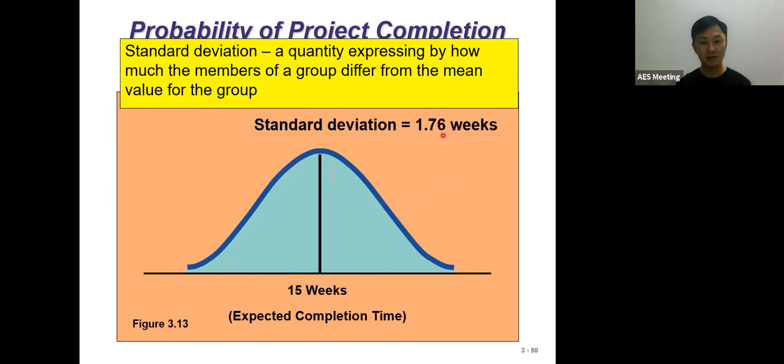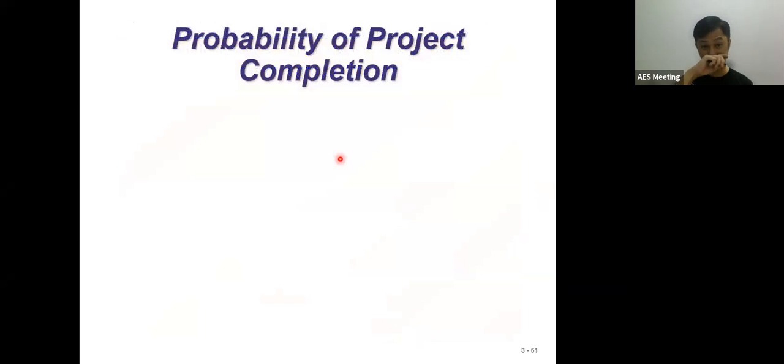How many weeks? Based on the 15 is the optimal weeks here. So what does this really mean? Standard deviation is the quantity that expresses how much a member differs from the mean of the value. That's why we have the 1.76 here. I'll show you in the next slide.